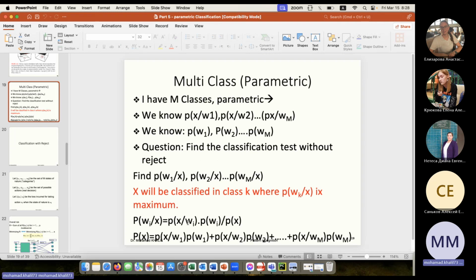And how can you estimate p(omega a|x)? It is estimated by p(x|omega a) p(omega a) over p(x). And what is the value of p(x)? p(x) is p(x|omega 1) p(omega 1) plus p(x|omega 2) p(omega 2) plus up to p(x|omega m) p(omega m). Okay, so this is what we have seen last time. So today we will apply this. Let's go.